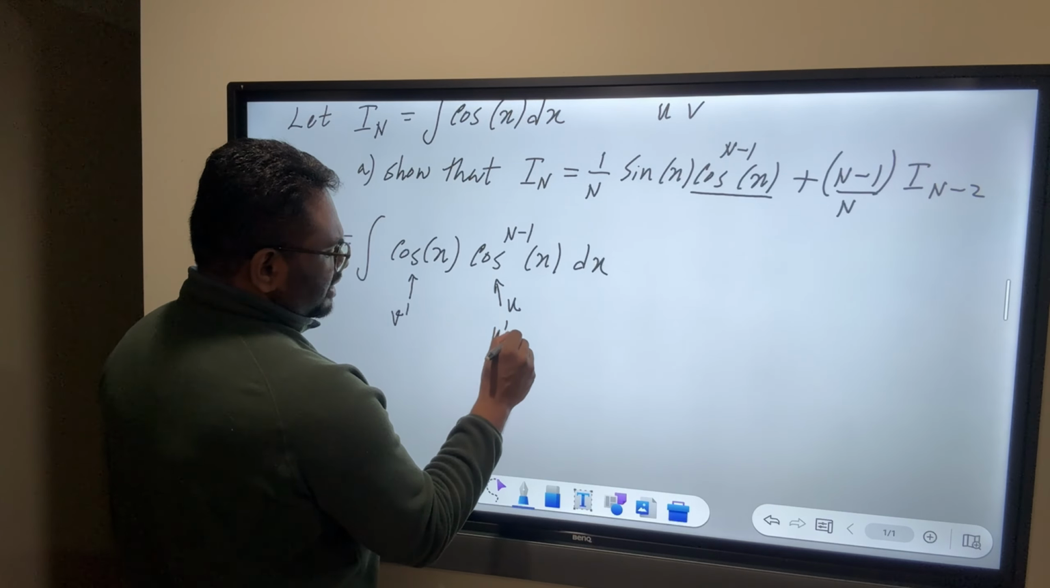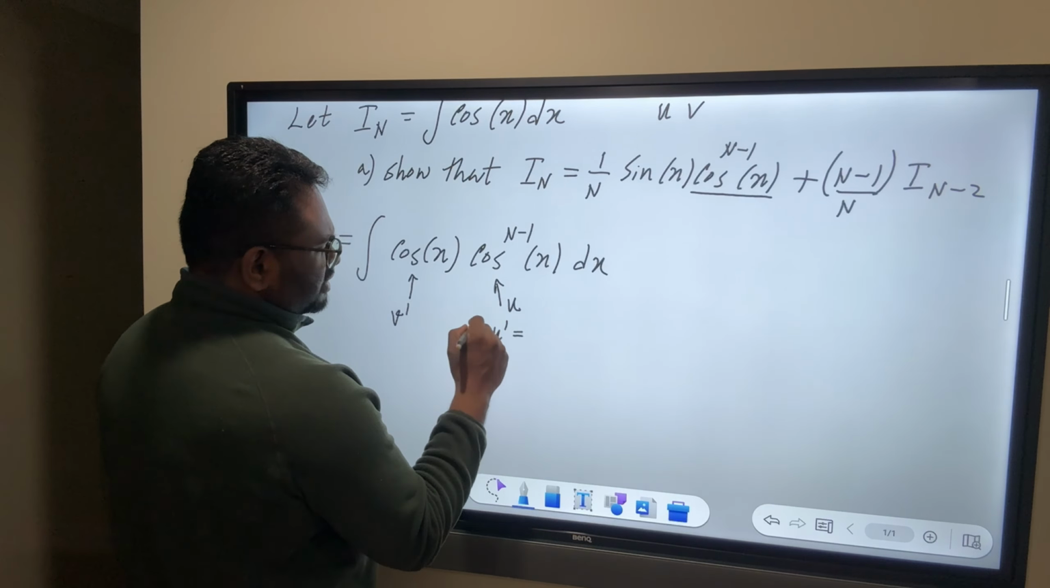So u prime from here is going to be, so you have to be careful when you differentiate. So n minus 1, cos^(n-2) x, and then cosine we are going to differentiate, and that would be minus sine x. So you have to be very careful. So from here we can find v is going to be sine x. Cool. So now we are going to apply everything in here. So I_n is equal to uv is what we are going to form here. So u is going to be this and v is going to be that.